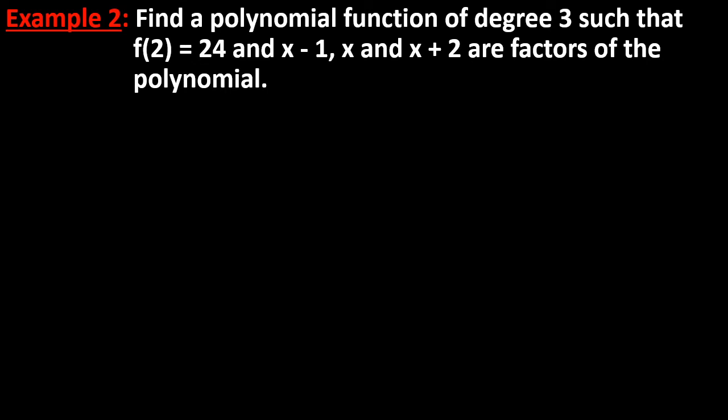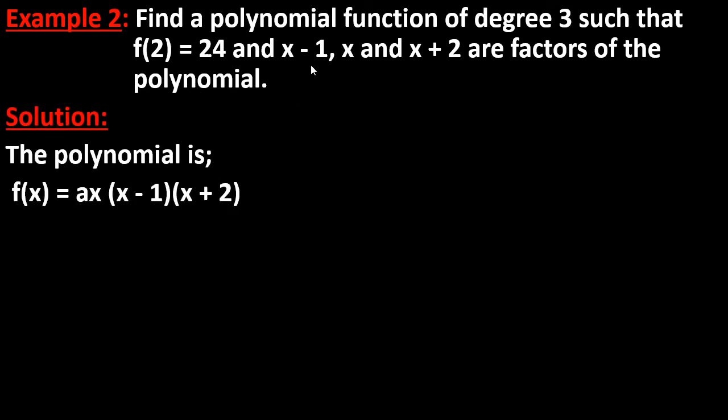So let's proceed to the second example, and this is a very interesting example. We're asked to find a degree 3 polynomial that has just 3 factors, and the factors are x minus 1, x, and x plus 2. And the value of the function at 2 is exactly 24. So let's proceed to the solution. You can get a degree 3 polynomial by multiplying the 3 factors x, x minus 1, and x plus 2, because we are given 3 factors of the polynomial function. Then the product of those 3 linear polynomials gives us a degree 3 polynomial.